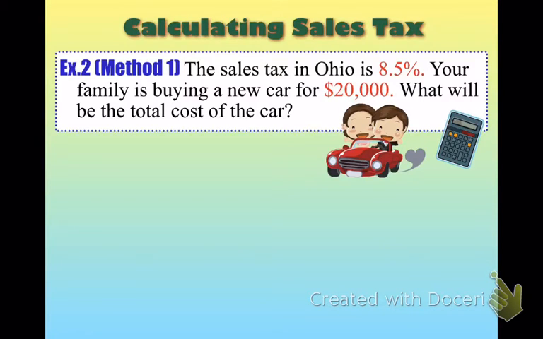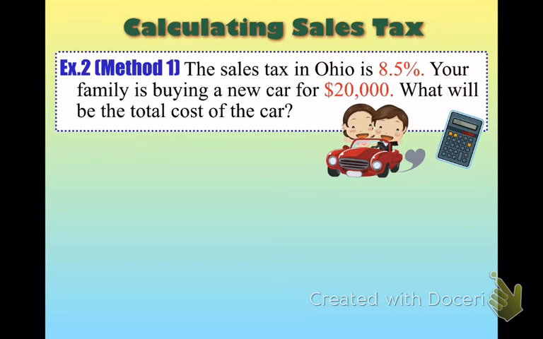All right, so this is example number 2, method 1. At this point, you can choose to copy this answer or choose the method number 2 answer. I'm just going to go ahead and do both. So let's look at this one. Sales tax in Ohio is 8.5%. You're buying a new car for $20,000. What will be the total cost of the car?